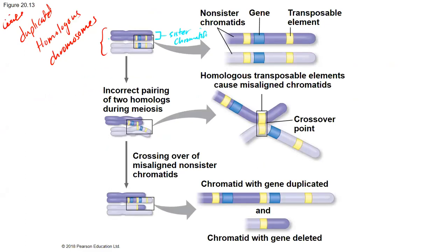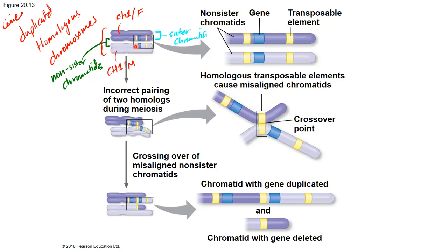Now, these 2 are called non-sister chromatids. So these two homologous chromosomes, let's say, just for example, this could be chromosome 1 from the father, and this is chromosome 1 from the mother.